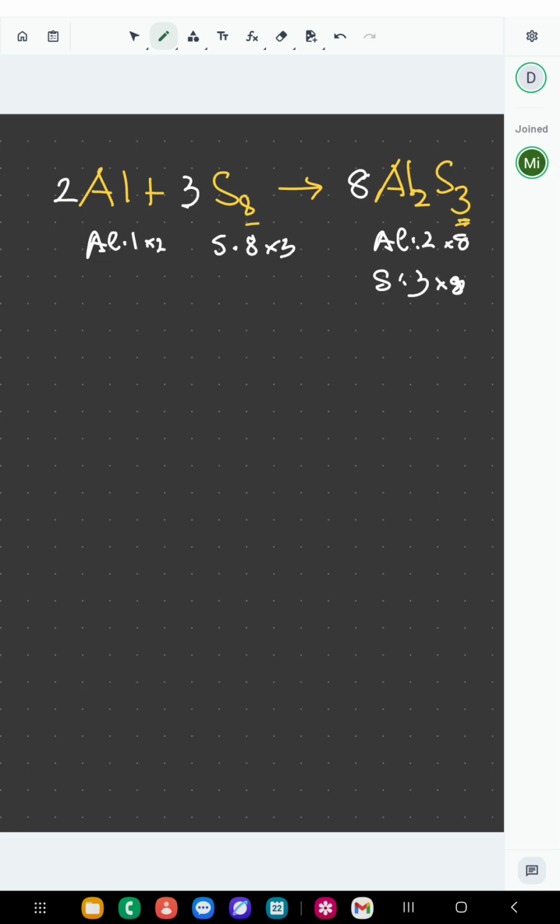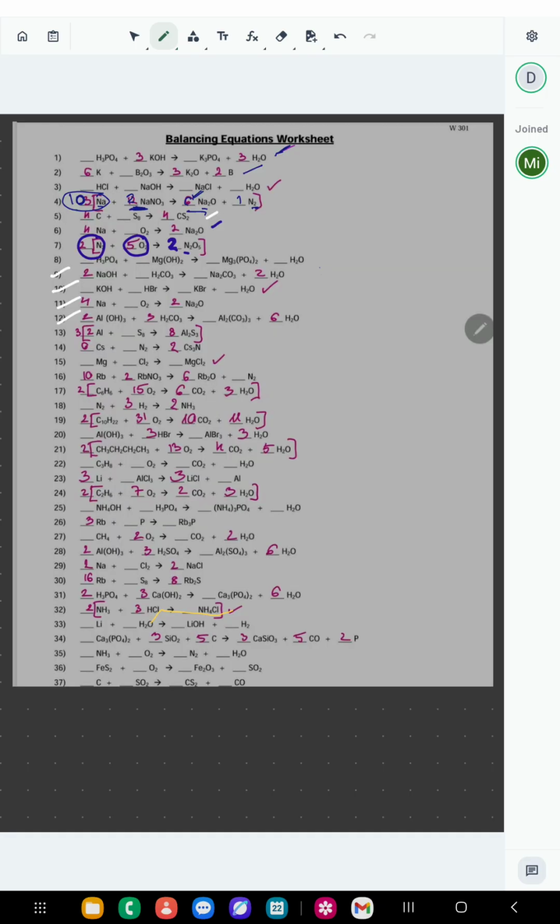Then aluminum would be 16, and that means the aluminum on the left would also be 16. Yeah, that's it. It's the same as getting the least common denominator, LCD. Or you can also do trial and error until you get a common number.